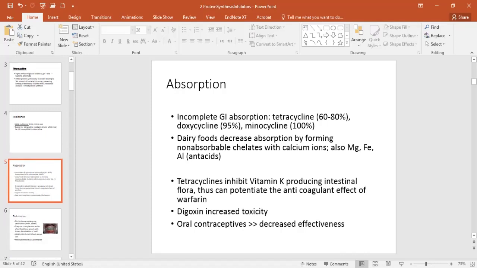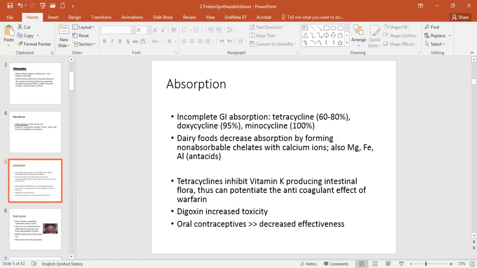Dairy foods decrease absorption by forming non-absorbable chelates with calcium ions, and also magnesium, iron, and aluminum that comes in antacids. If you have studied antacids before, you may know that aluminum is an important ingredient in antacids. Therefore, a patient who takes tetracycline is advised to avoid antacids, in addition to avoiding dairy products, for example drinking milk or eating cheese.